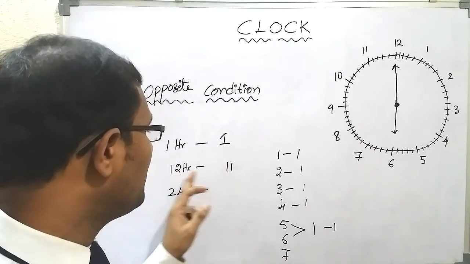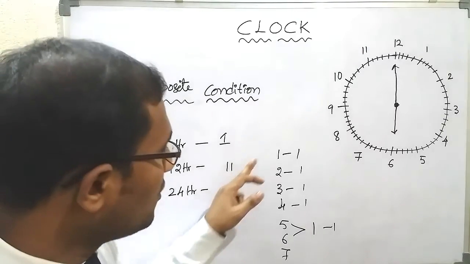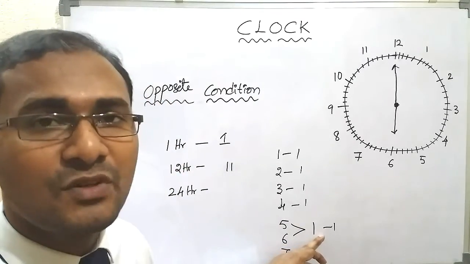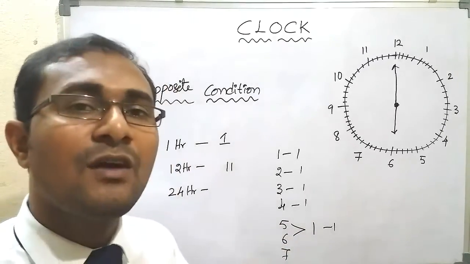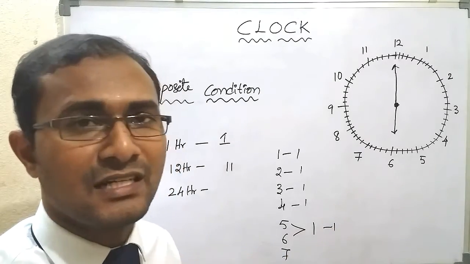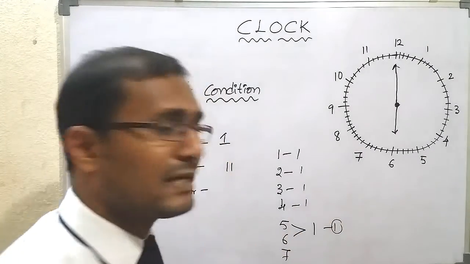Okay, but for every 12 hours we are getting 11 times. Why? What is the reason? Okay, this is the reason. For 5 and 6 we don't have a separate condition, but a common condition, thereby we are losing one condition.